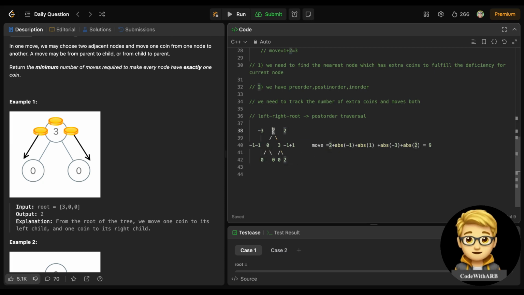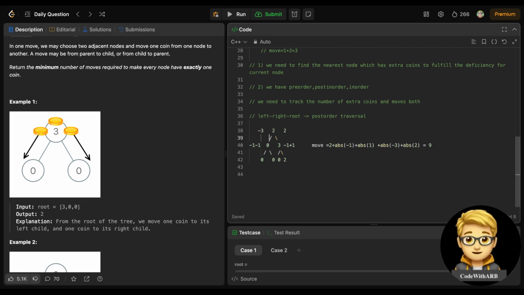So if you see it manually, it comes to 9. So see, this 2 will give to this 1. So 2 plus 1 is 3. Now this 3 will give 1 coin to this one. So 2 plus 1 is 3. Sorry, 2 plus 1 is 3, and right.